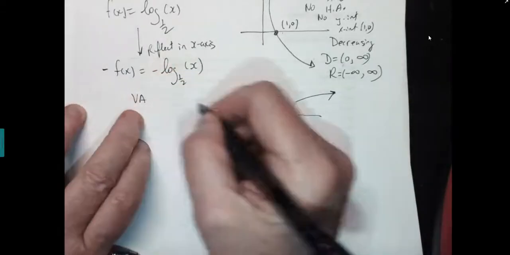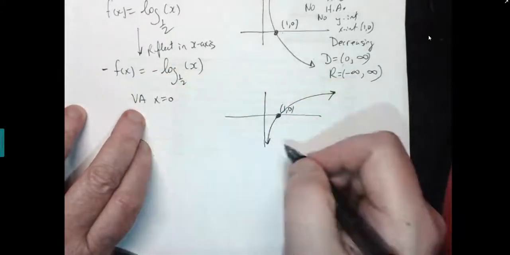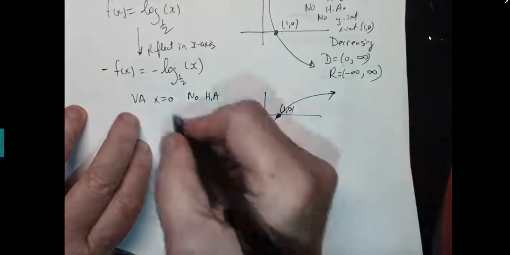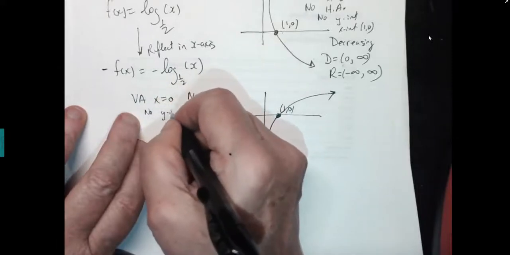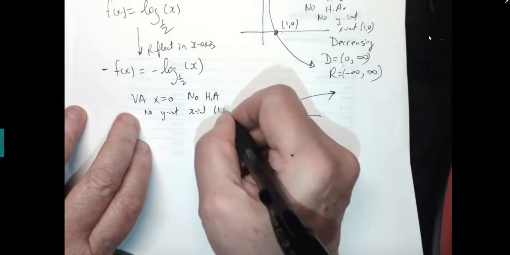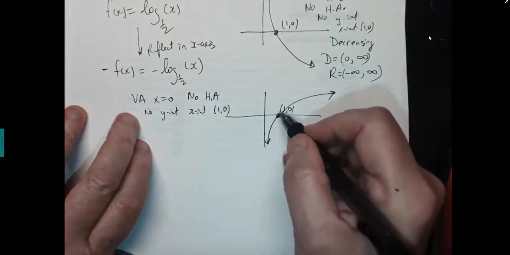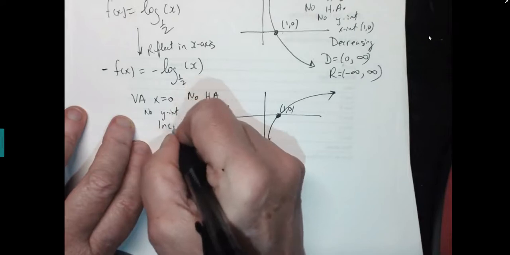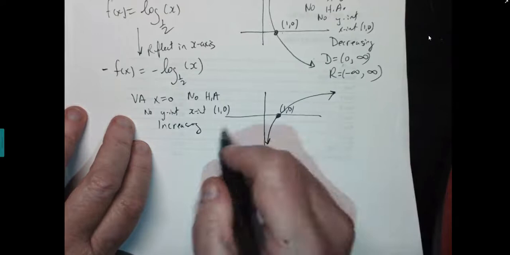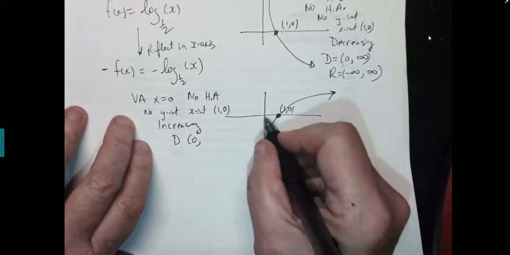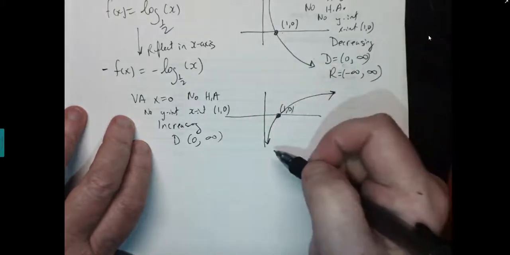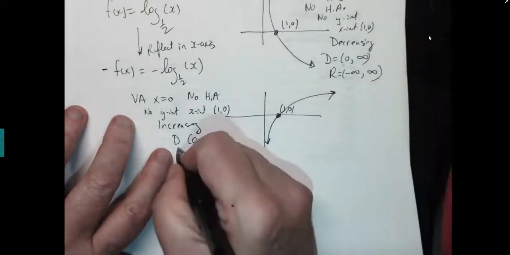So my vertical asymptote is still the y-axis. There's no horizontal asymptote. There's no y-intercept. The x-intercept is 1, 0. As I move from left to right, I'm going uphill, so it's an increasing function. My domain, using the x-axis to measure how wide, I start at, but I don't include 0, and then on to infinity. And my range, use the y-axis to measure bottom to top. There is no bottom, there is no top.